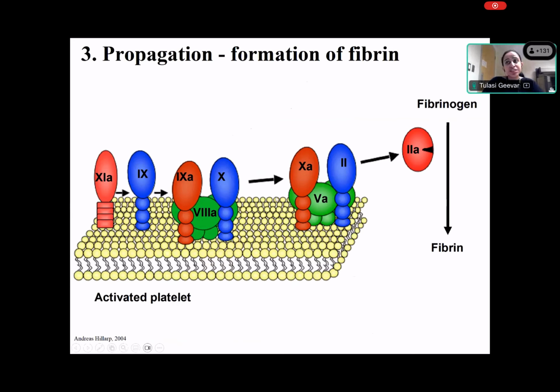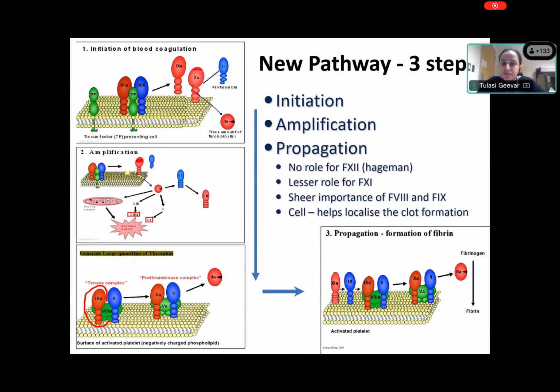Now, this is very similar to the intrinsic pathway of coagulation, except for the absence of factor 12. In this full pathway that we saw, we never saw the contribution of 12. It starts with factor 11, which is activated by the thrombin from the previous step. So the new pathway has got the initiation, amplification, and propagation, and we saw that there is no role for factor 12 or the Hageman factor.